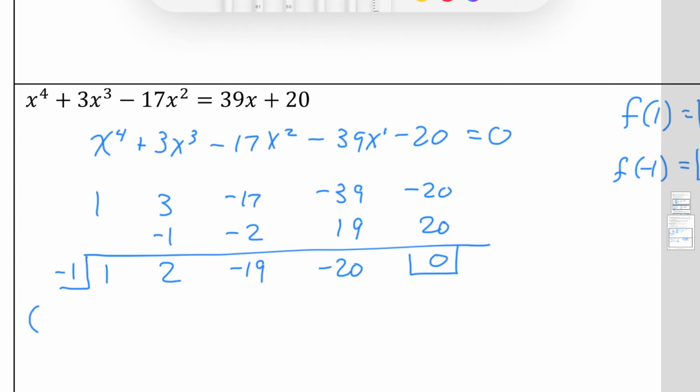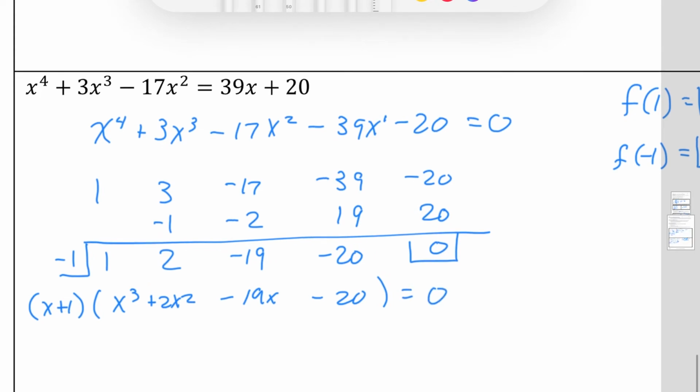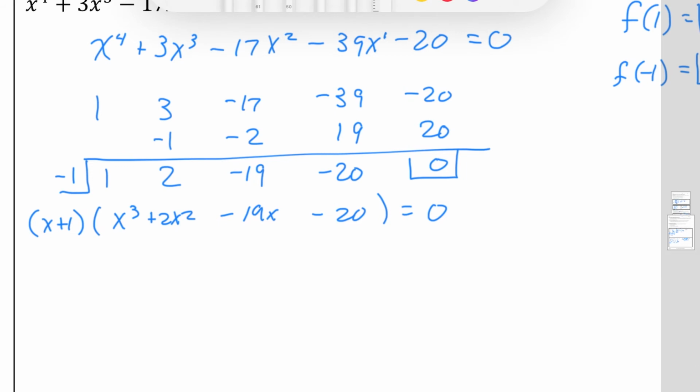So that means that I do have an x plus 1 factor, and the other part will be x to the 3rd plus 2x squared minus 19x minus 20. And that would still equal 0. Now we have to factor that other part because it has our other solutions. And how in the world can we do it? So the first obvious thing that I would suggest to you is that it doesn't fall into any of the common factoring patterns. So let's try one of these more recent tricks.